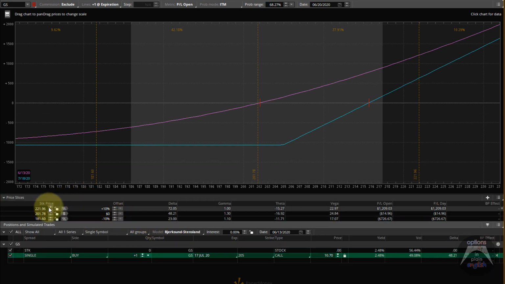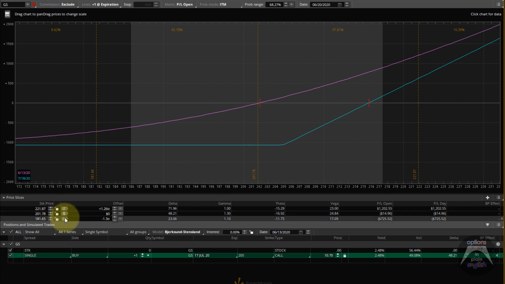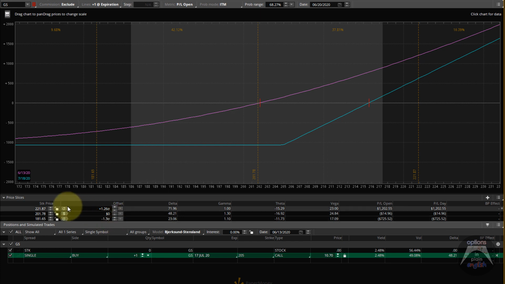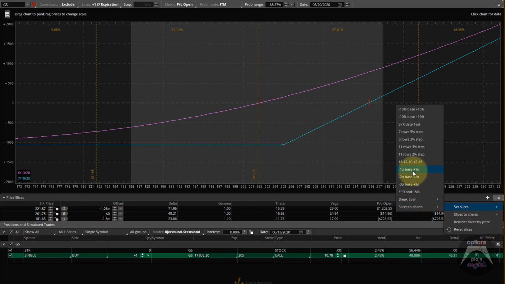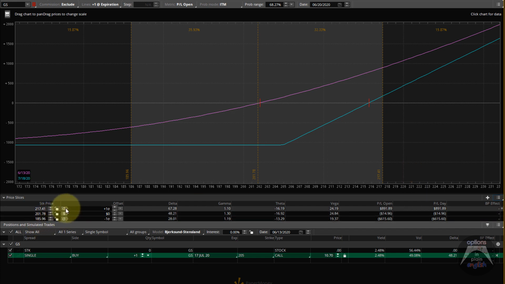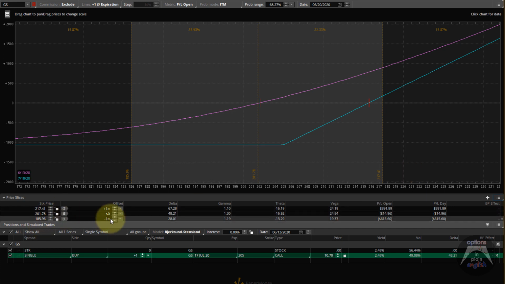I want you to take a look at these numbers. These are the price slices, and I'm going to switch this number to standard deviation. So I'm going to go one standard deviation higher and one standard deviation lower. So at 201, if nothing changes and the price stays right here at 201, because I bought the 205, I'm going to start moving time forward.